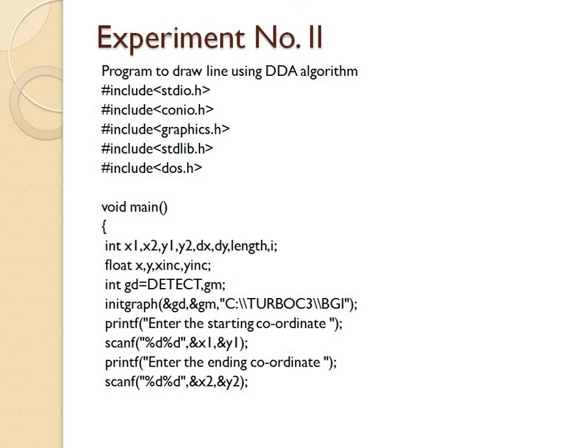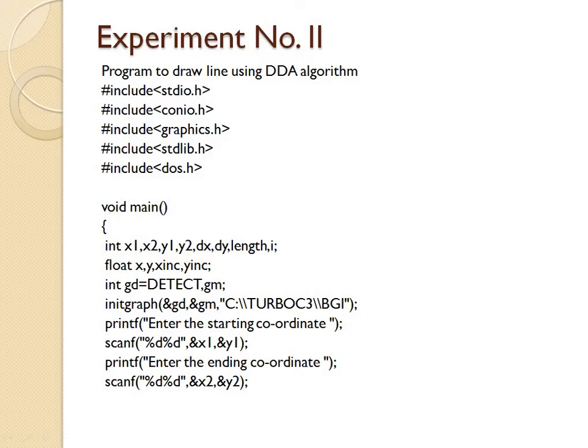So here we include the standard header files, that is stdio.h, conio.h, graphics.h. This graphics.h is a header file which is required in every program. By using this graphics.h header file, all the graphics functions are available. Then stdlib.h means the standard library header file, then dos.h.